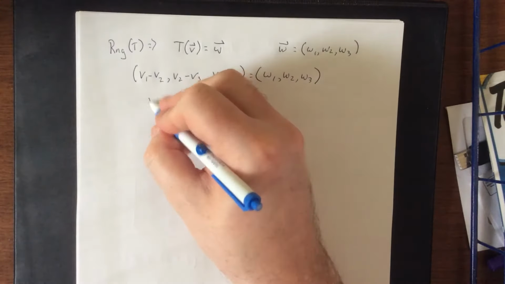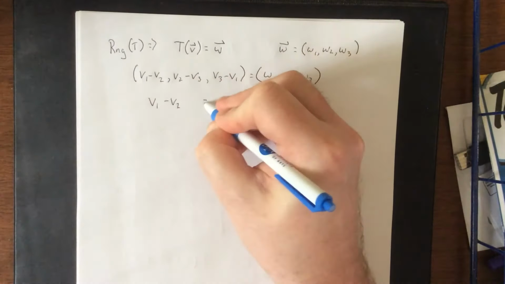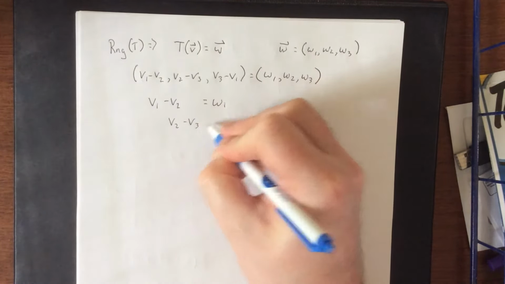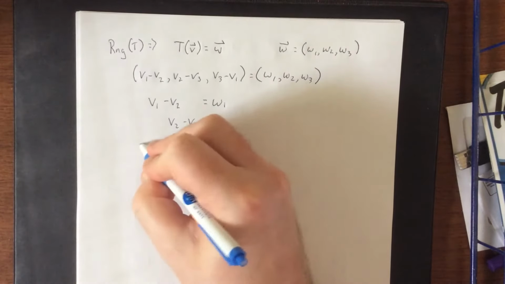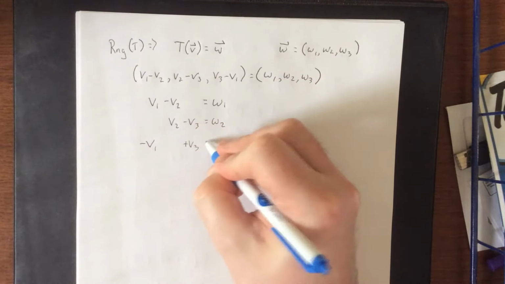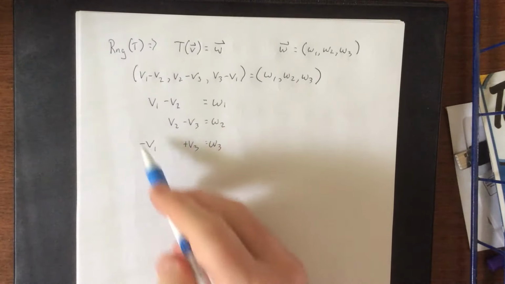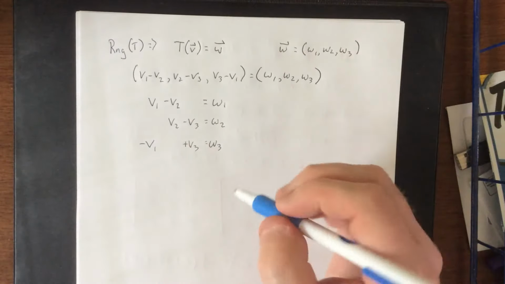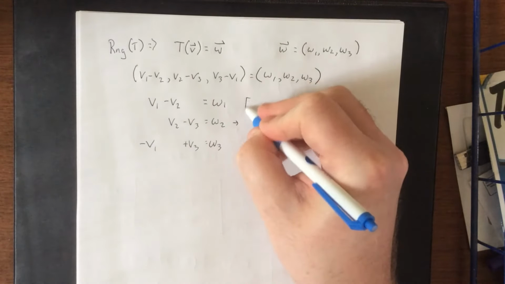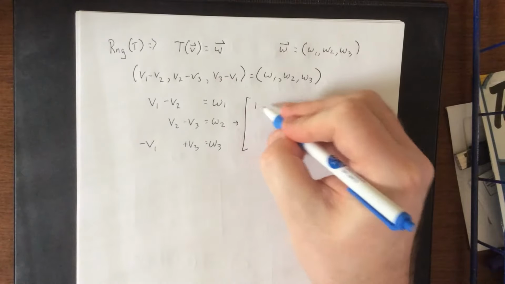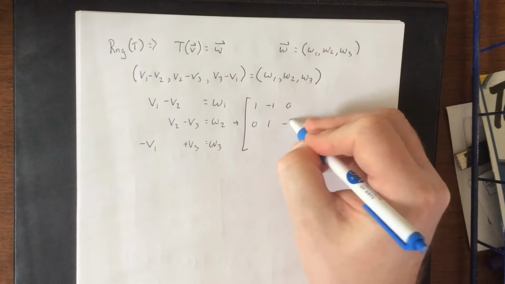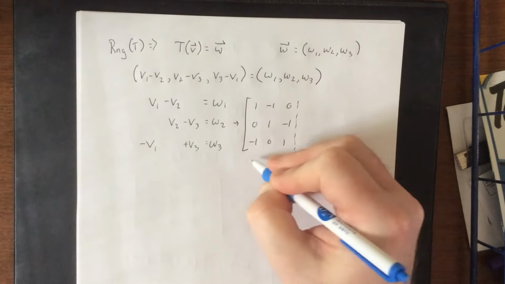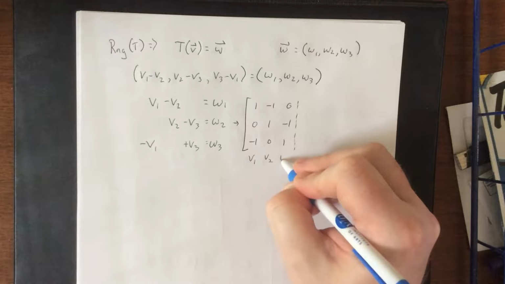Which means, once again, we can set up a system of 3 equations with 3 variables. v2 minus v3 is w2, and then negative v1 plus v3 is equal to w3. Please note that this is the same coefficient matrix as what we got for the kernel, and that coefficient matrix is known as the matrix of T. So 1, negative 1, 0, 0, 1, negative 1, and negative 1, 0, 1 for the coefficient matrix. These will represent the coefficients of v1, v2, and v3.